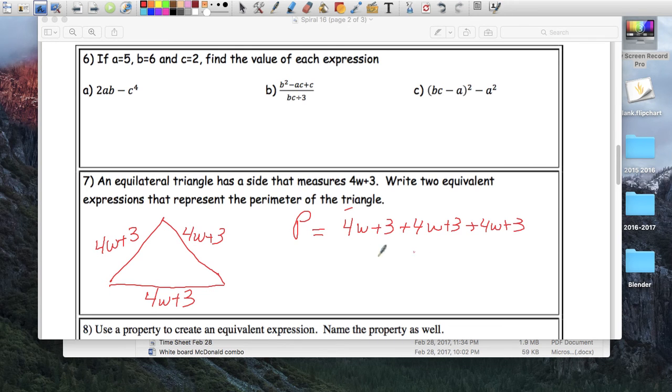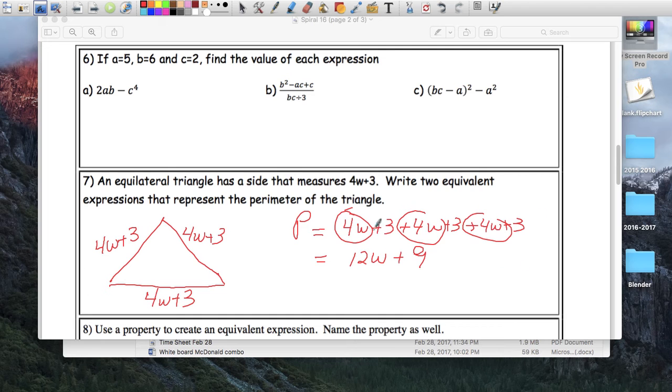Let's create another one. I can create another one by combining like terms. I can combine all the W's: this 4W, and this 4W, and this 4W. 4 plus 4 plus 4 is 12W, so I'll have a total of 12 W's. If I add all the constants together, I'll have 3 plus 3, which is 6, plus 3 is 9. There we go. I just created my second expression.